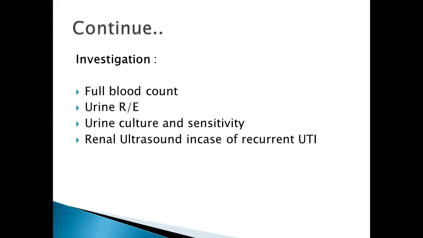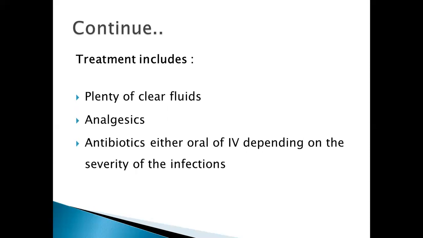Investigation required for the confirmation of urinary tract infection are full blood count, urine routine examination, urine culture and sensitivity, and renal ultrasound in case of recurrent UTI. Treatment of urinary tract infection includes plenty of clear fluids, analgesics, and antibiotics, either oral or IV depending on the severity of the infection.